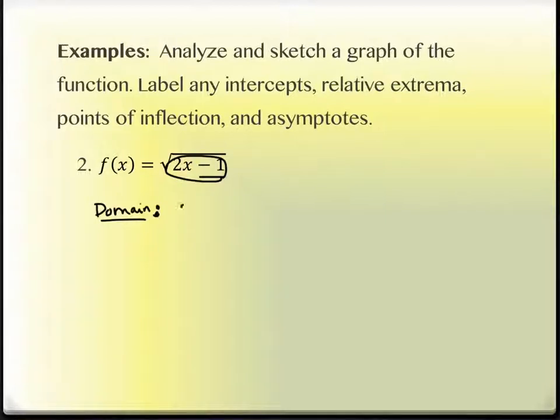So what I really need is for 2x minus 1 to be greater than or equal to 0. Okay, 0 is fine, the square root of 0 is 0. So it's okay to equal 0, but it's not okay to be negative underneath a radical, not when we're working with real numbers. And if I solve this, the x value has to be greater than or equal to 1/2.